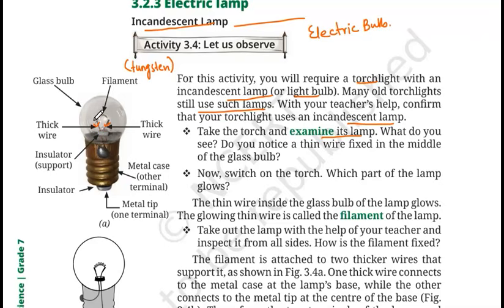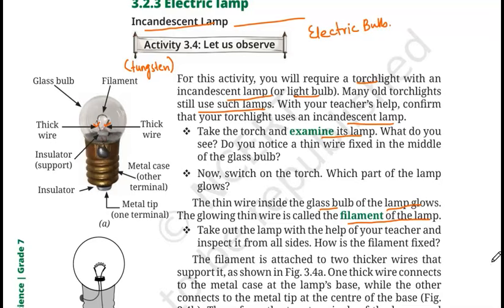So what glows in the lamp? The thin filament of the lamp. The thin wire inside the glass bulb of the lamp glows. The glowing thin wire is called the filament of the lamp. Now, take out the lamp with the help of your teacher and inspect it from all sides. How is the filament fixed? Then you will observe that it is fixed on two thick wires which are supported on an insulator.